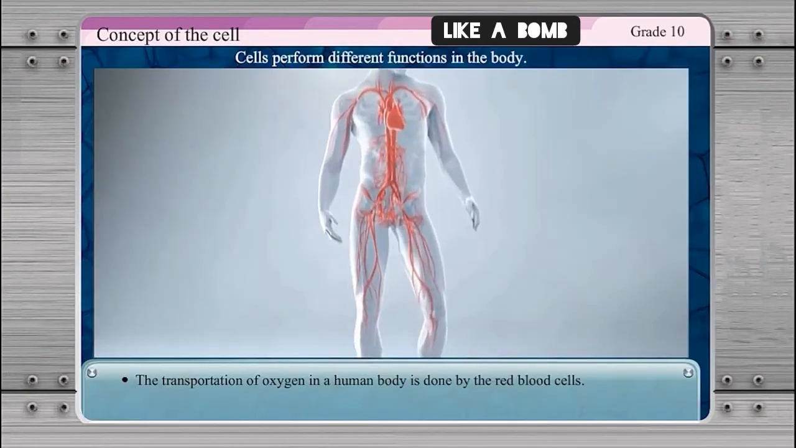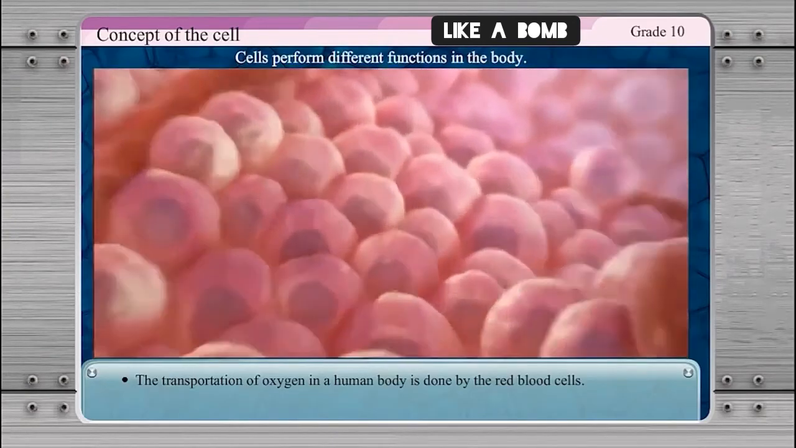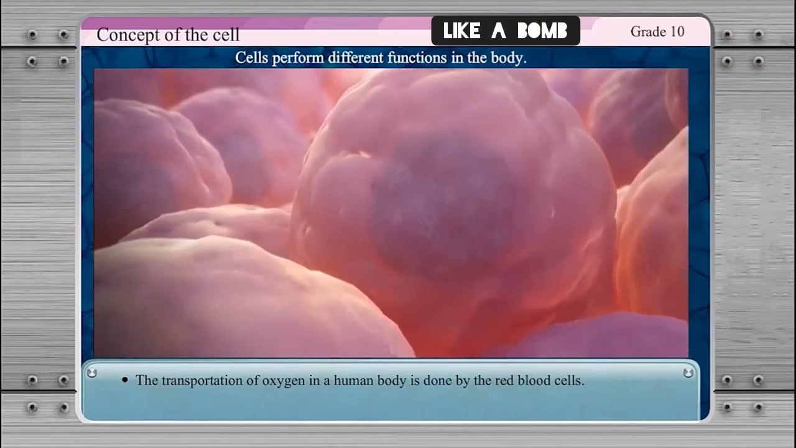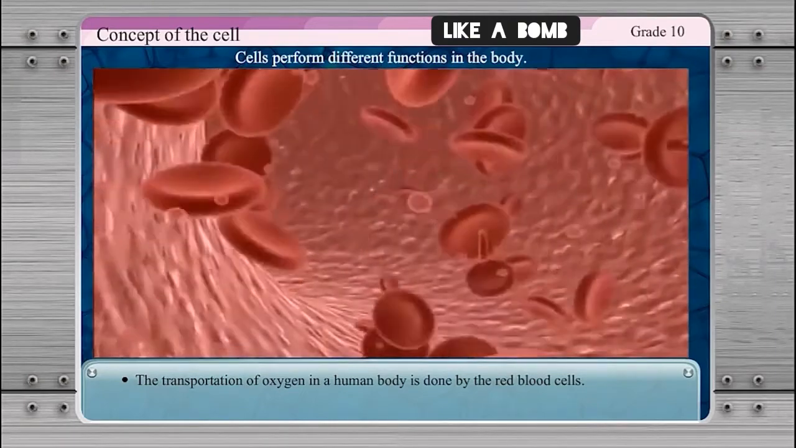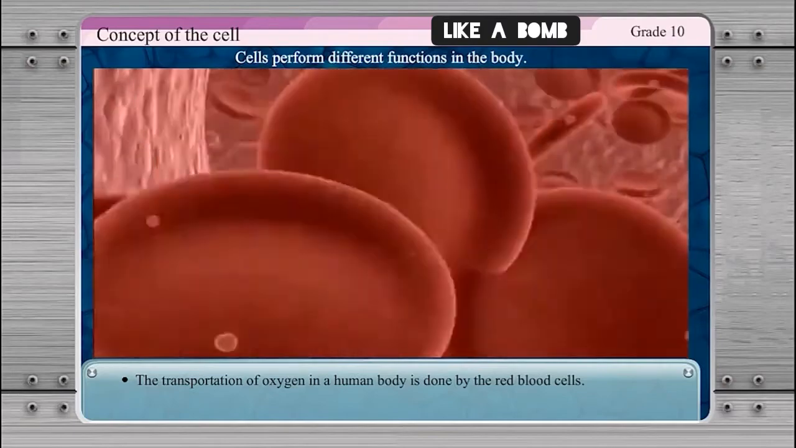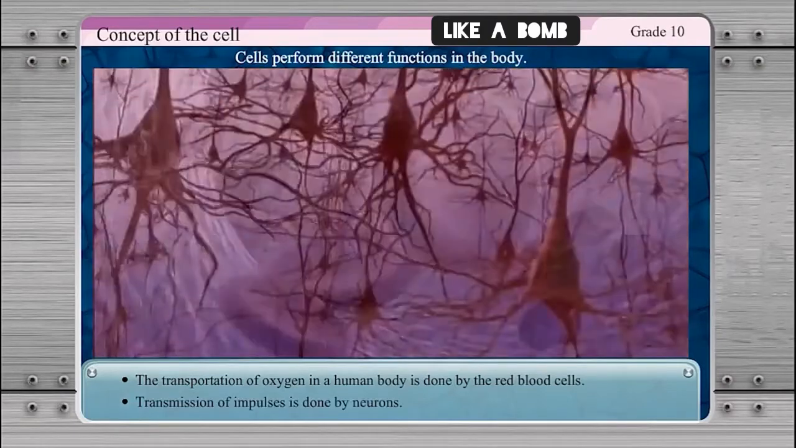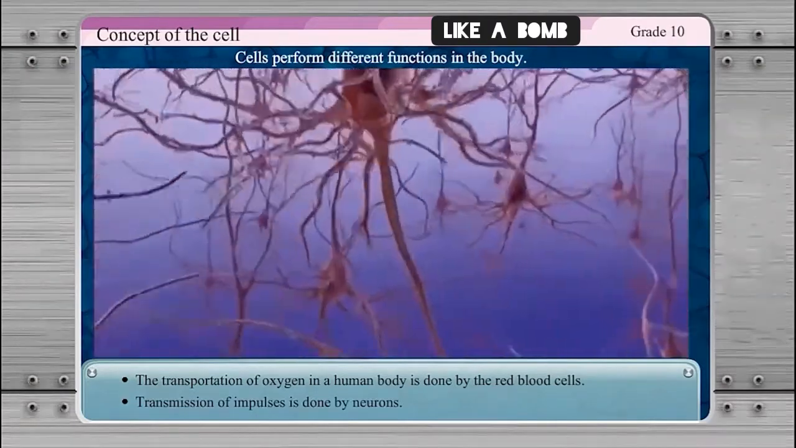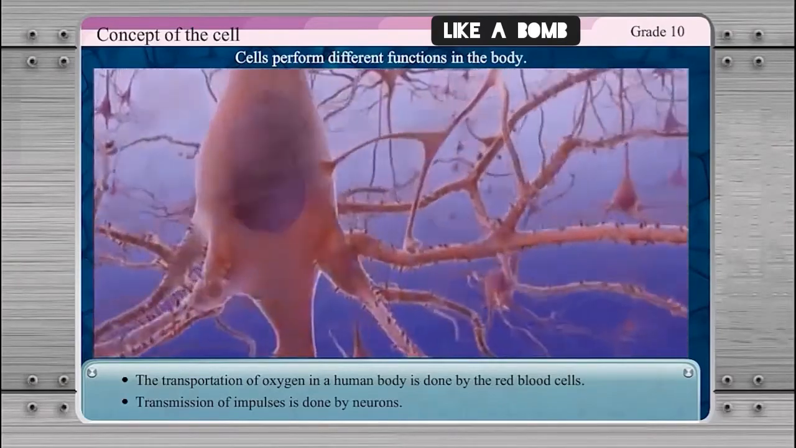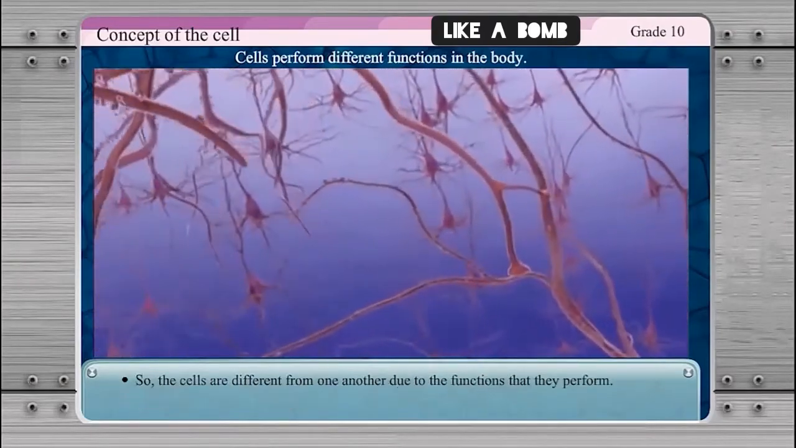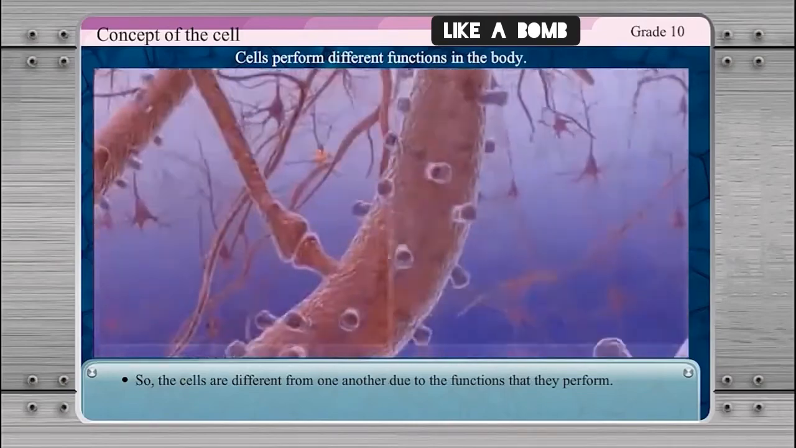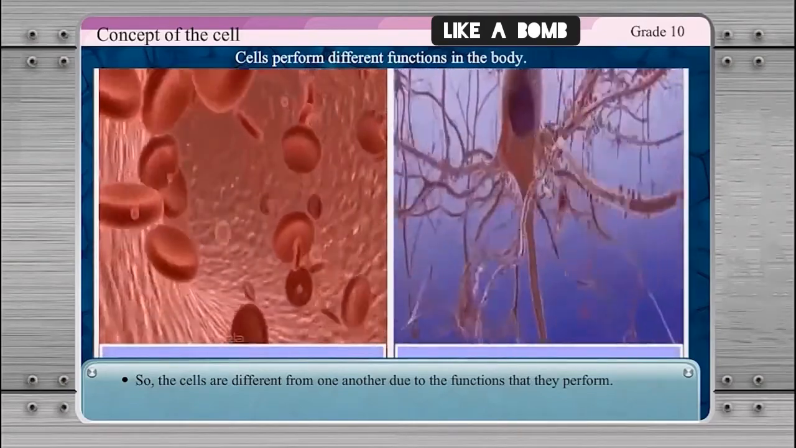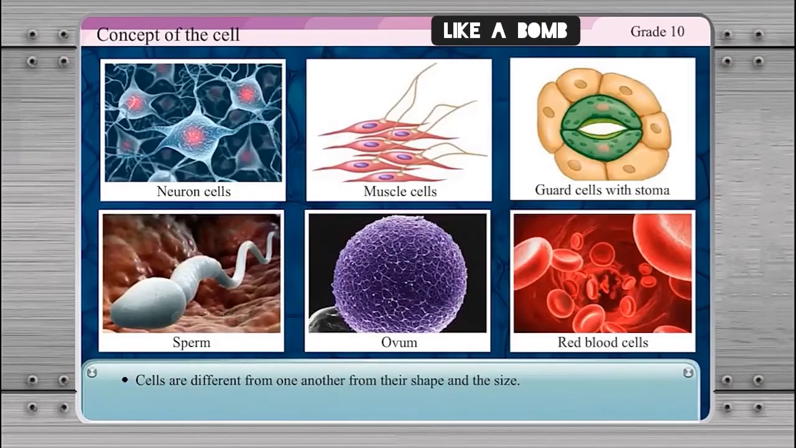Cells perform different functions in the body. For example, transportation of oxygen in the human body via red blood cells and transmission of impulses via neurons can be stated. According to this, it is proved that different cells have different kinds of functions to perform. Further, cells differ from one another in their shape and size.